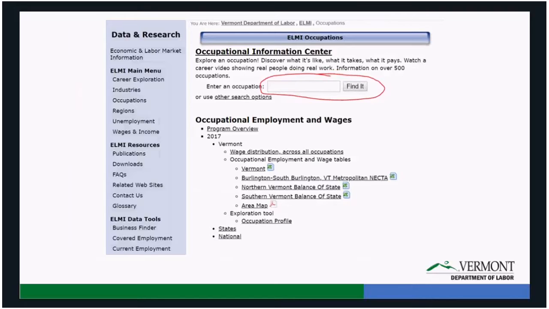And you might think to yourself, I don't know the technical name of the occupation I want to do. That's all right. Put any job title in there, and the Occupational Information Center will help you figure out the actual occupational title, the technical occupational title for that. So the red circle there, enter an occupation in there. For this example, we're going to enter chefs.